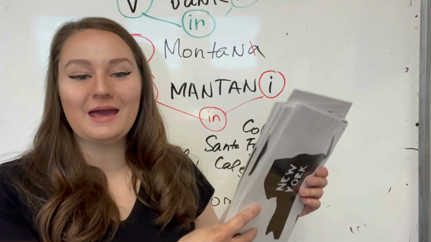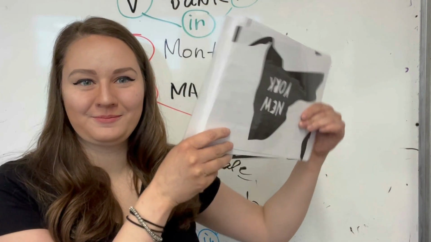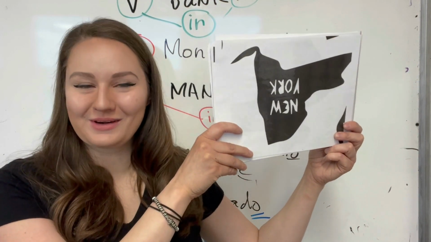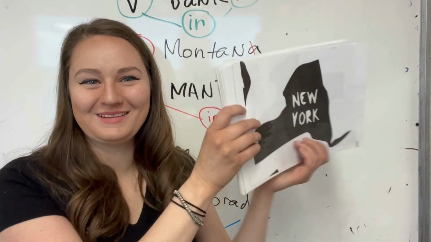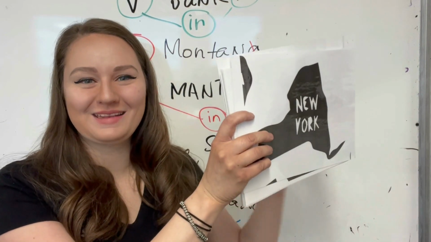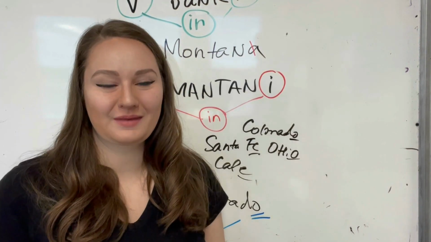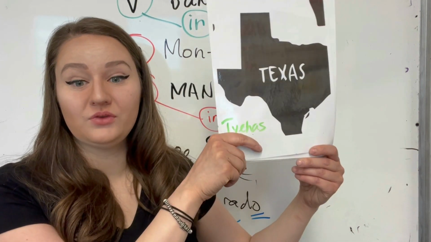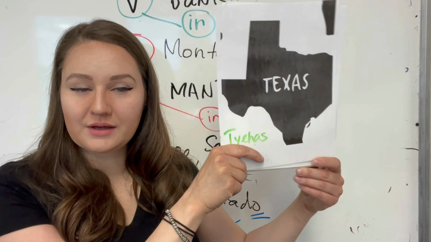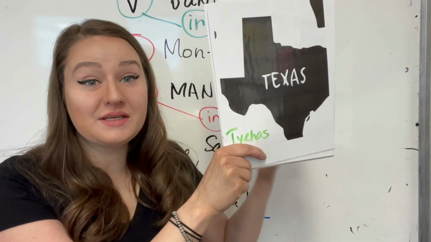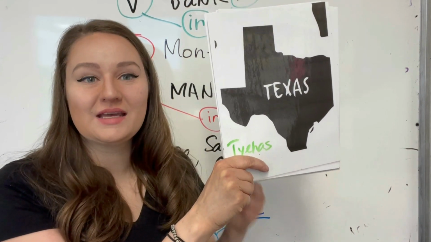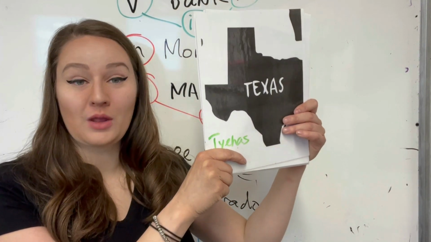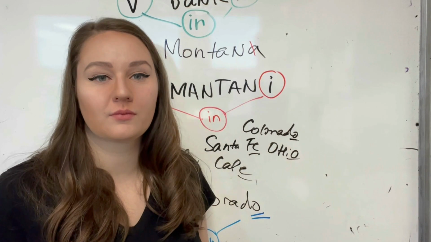Next one. Где мой брат Иван? Мой брат Иван в Нью-Йорке. Hold on, like this. В Нью-Йорке. Мой брат Иван в Нью-Йорке. Next one is где твой друг Антон? Where is he right now? And the answer is мой друг Антон в Техасе.